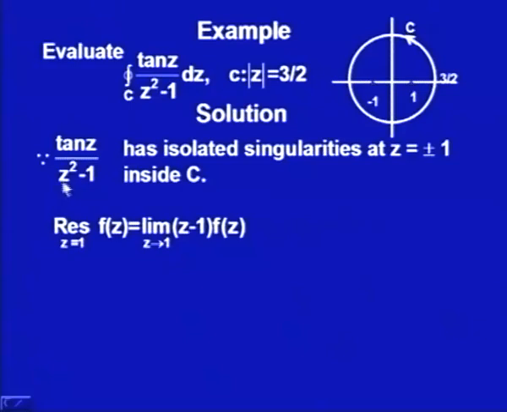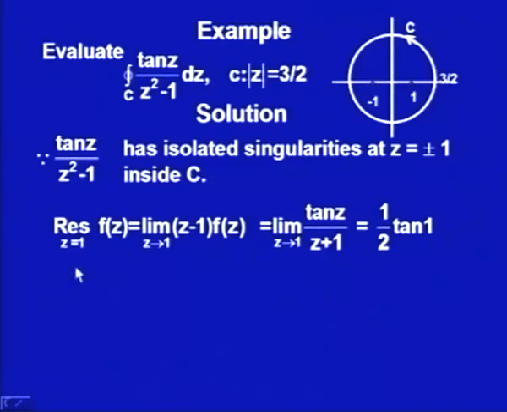By definition, it is the limit as z approaches 1 of z minus 1 into f(z). If I multiply, the denominator we could write as z minus 1 into z plus 1. So, z minus 1 into f(z) is tan z upon z plus 1. We have to find the limit as z approaches 1. We simply evaluate this at z equal to 1: the denominator would be 1 plus 1, that is 2, and the numerator would be tan 1. So, we have got 1 by 2 tan 1.